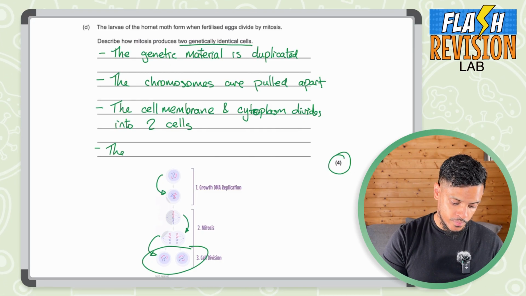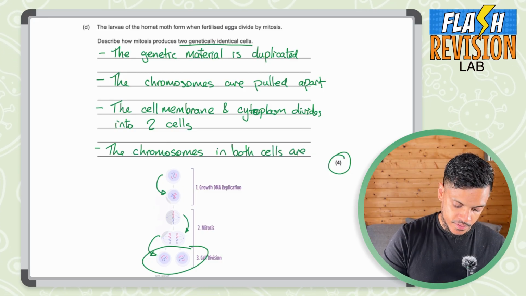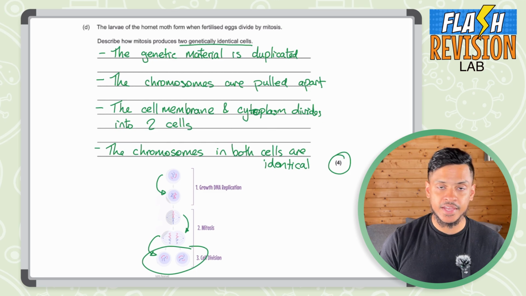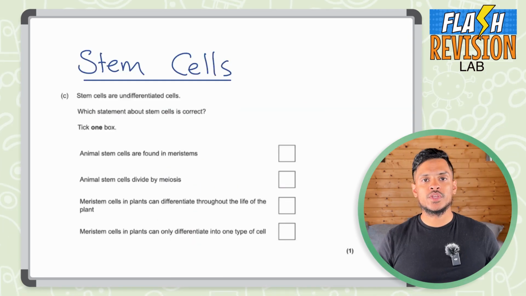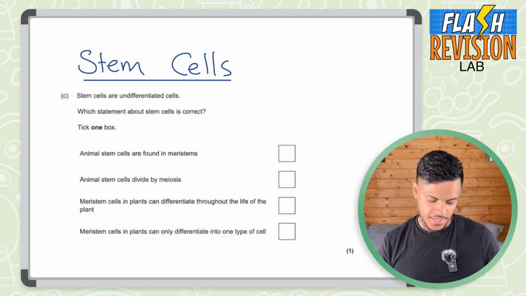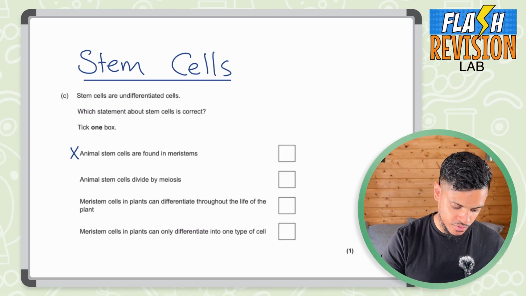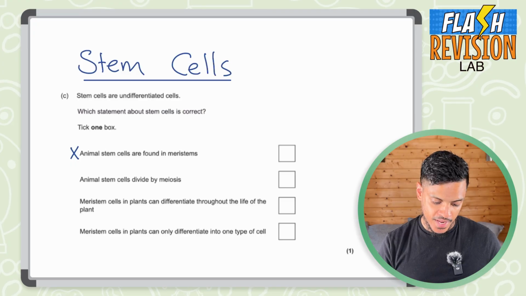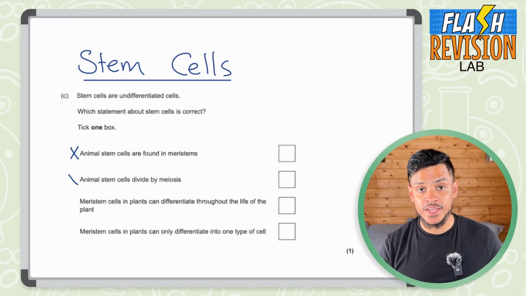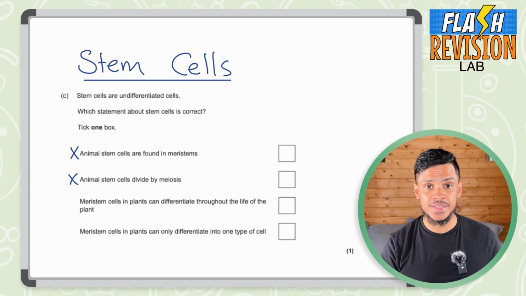So that's what the 4 marks is for. You could say the chromosomes in both cells are identical, and that gives you 4 marks. Which of these statements about stem cells is correct? So the first one, animal stem cells are found in meristem. Nope, that's not true. Animal stem cells divide by meiosis. No, they don't. They divide by mitosis. The only things that divide by meiosis are gametes.